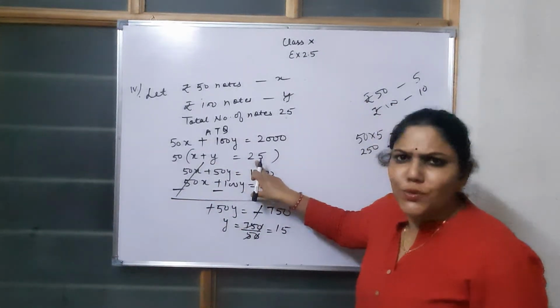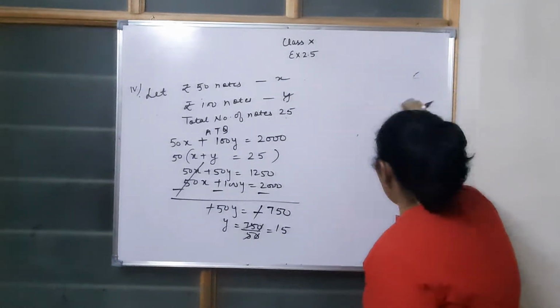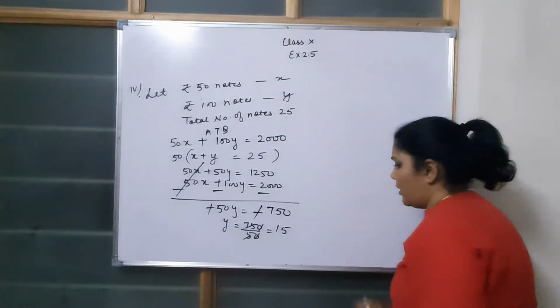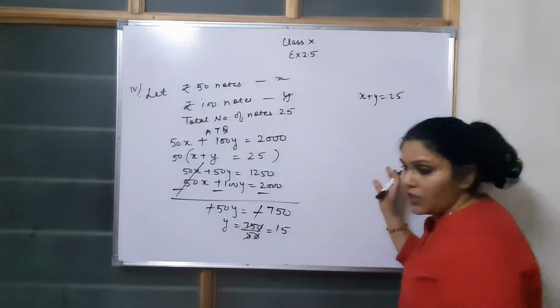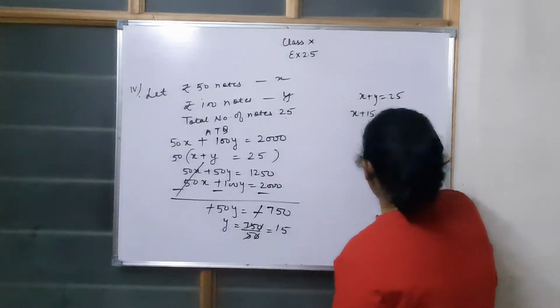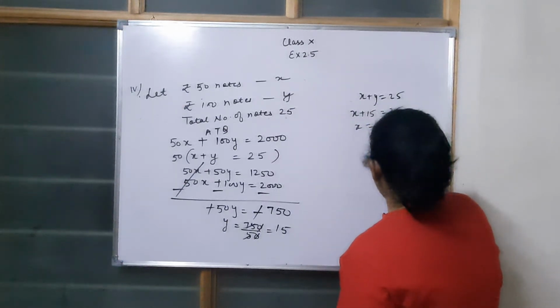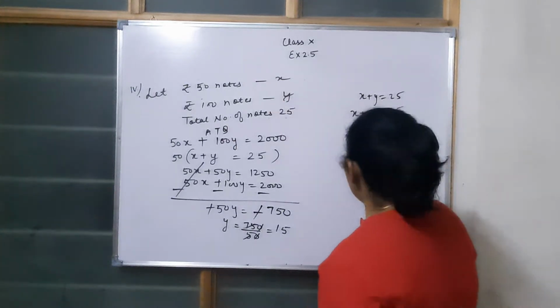x plus y is equal to 25. Our equation is x plus y equals 25. Just look here, it was one of the equations we were having. y is equal to 15, we just need to put it. So x is equal to 25 minus 15, which is 10. It means 50 rupees notes are 10.